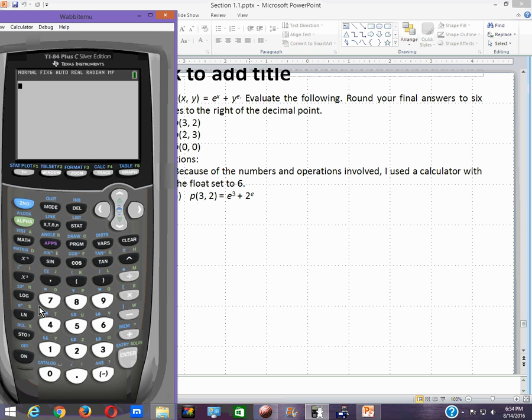Okay, e cubed. So remember, e to the x is second of ln. So second ln, e to the third. Okay, get out of the exponent. Plus 2 raised to, now notice I'm wanting the e power. The e power is right there. That's an e. I don't know if you can tell or not, but second e. Okay, and then just press enter. So 26.666423.